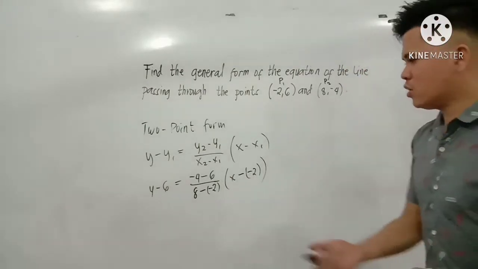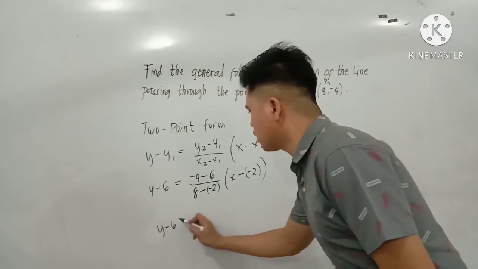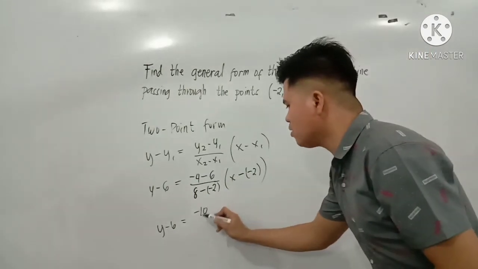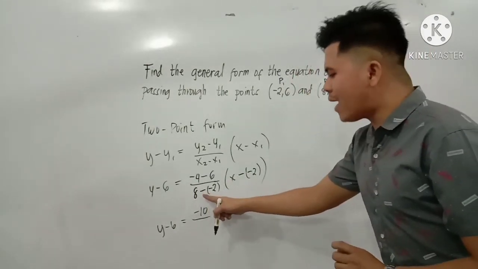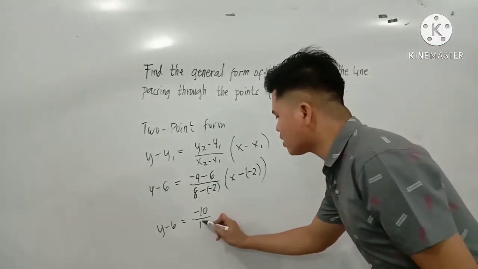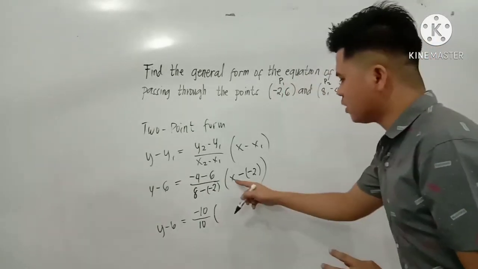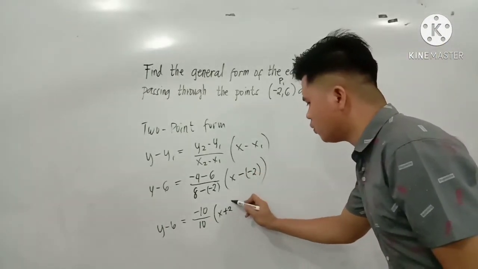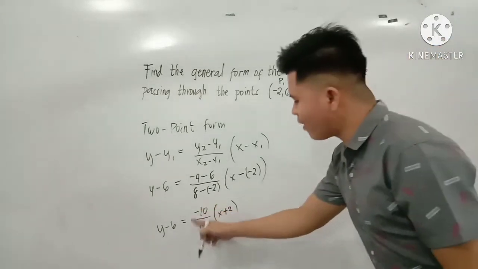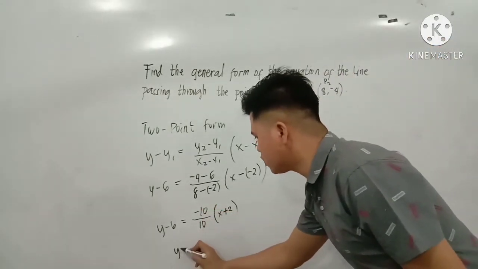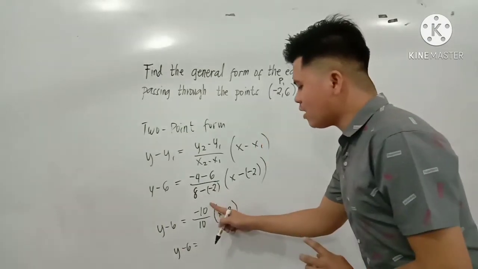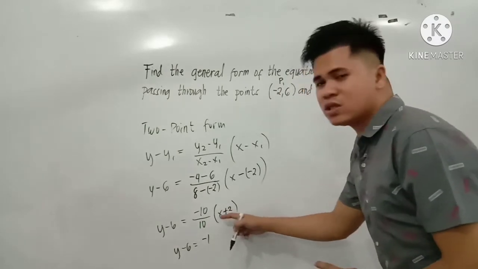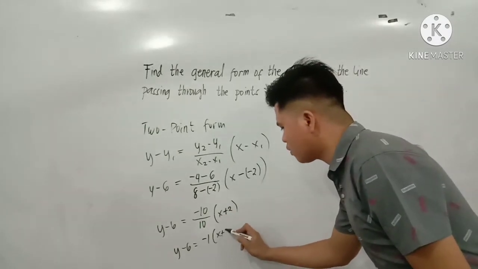Then we evaluate. So copy first, y minus 6 is equal to negative 4 minus 6, which is simply negative 10, all over 8 minus negative 2, which is simply positive 10. Then we have x, then negative times negative 2 is simply positive 2. Then we simplify this one. So copy first y minus 6. Negative 10 divided by 10 is simply negative 1. Then just copy the terms inside the parentheses, x plus 2.